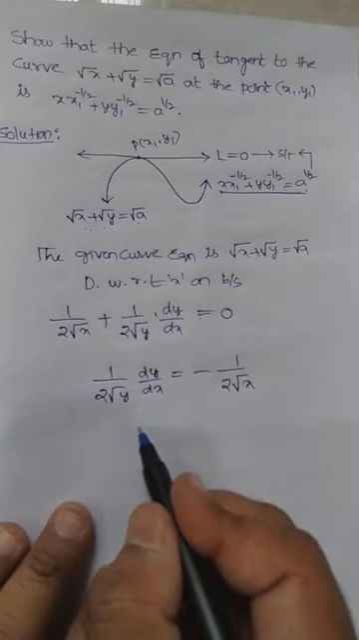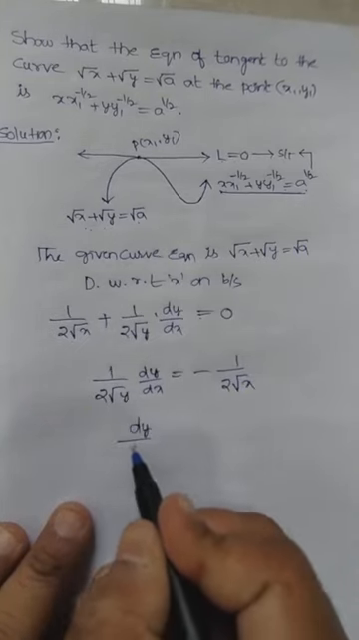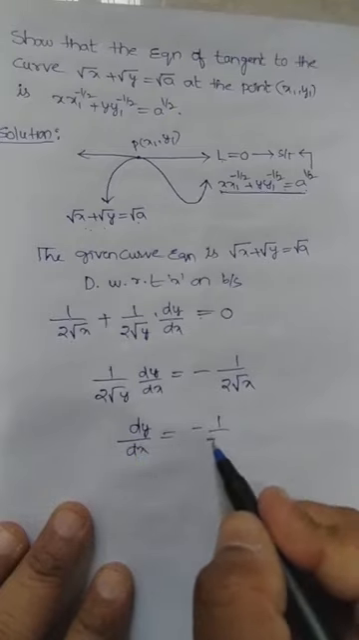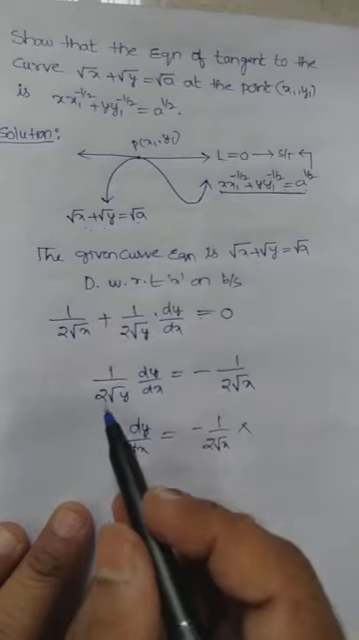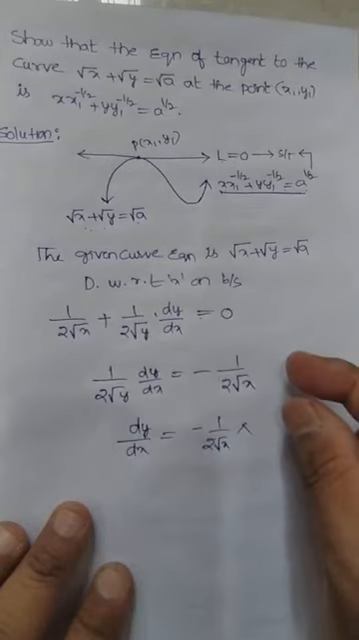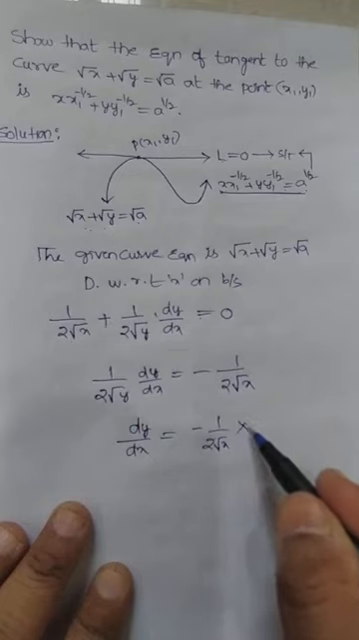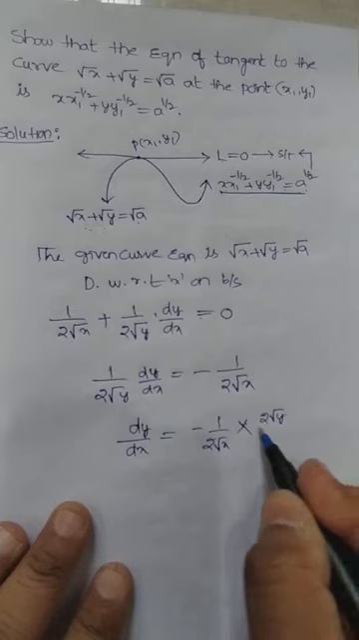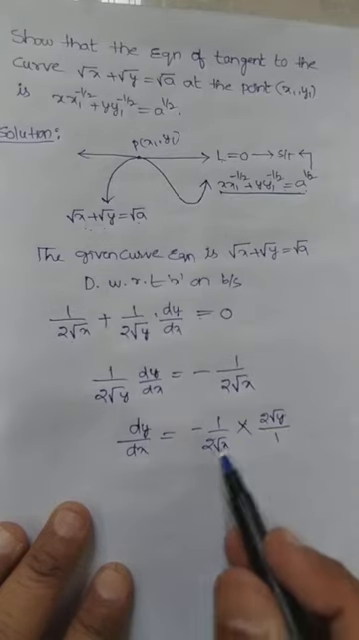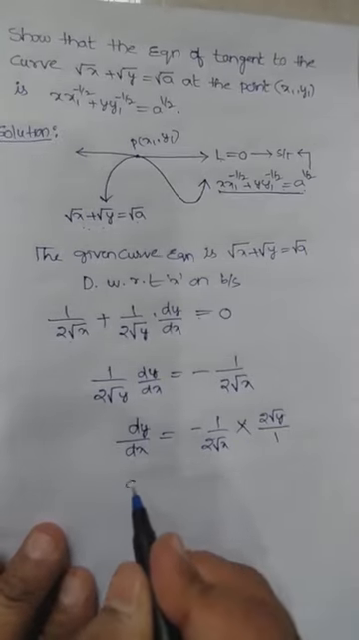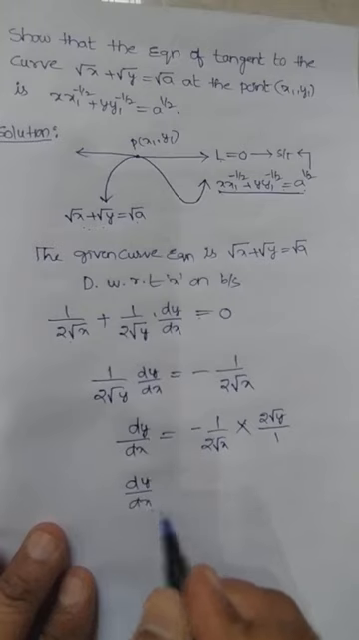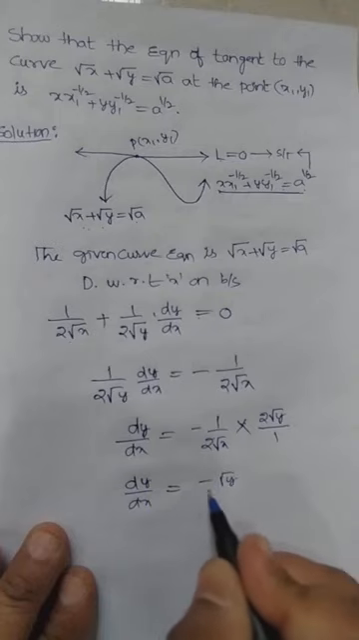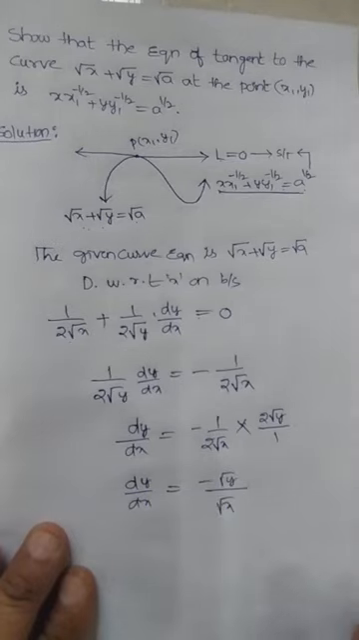Now from this I could get the dy by dx value. So dy by dx is equal to minus 1 by 2 root x into this term, which will be reversed. Means 2 root y goes in the numerator and 1 goes in the denominator. So 2 gets cancelled. So dy by dx is equal to minus root y by root x.